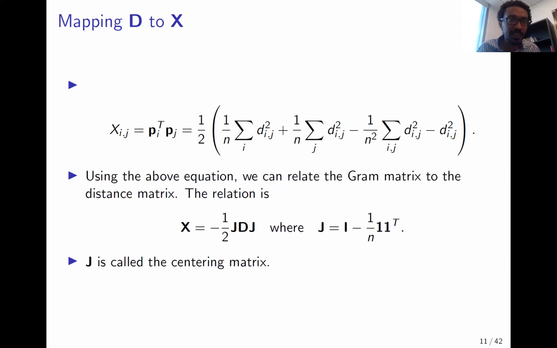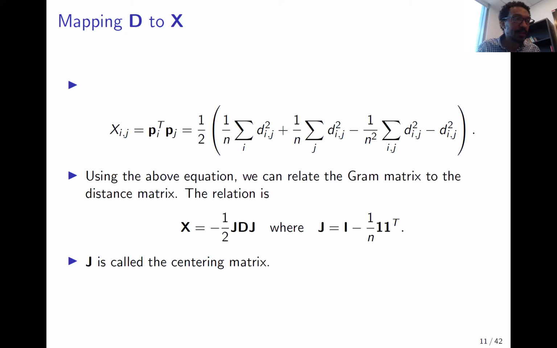If I clean up everything and do the algebra, I get this expression. An entry of the gram matrix, the inner product p_i transpose p_j, by the work we have done in the previous slides, we can write this way. I'd like to pause here and emphasize what we have done. We have managed to write an entry of the gram matrix purely in terms of quantities that depend only on the distances, which is what we are given as input.